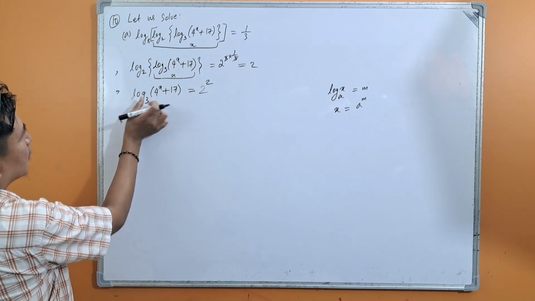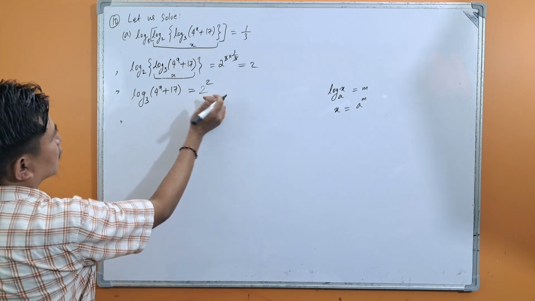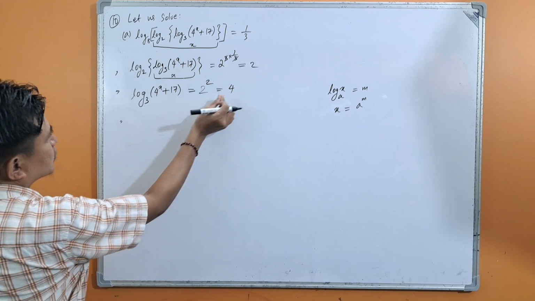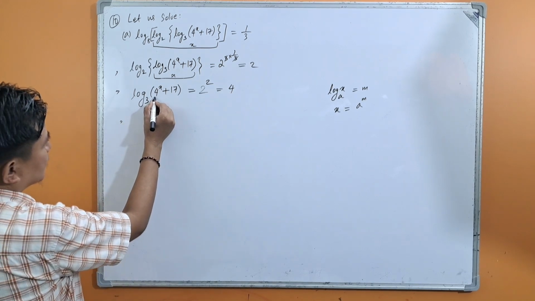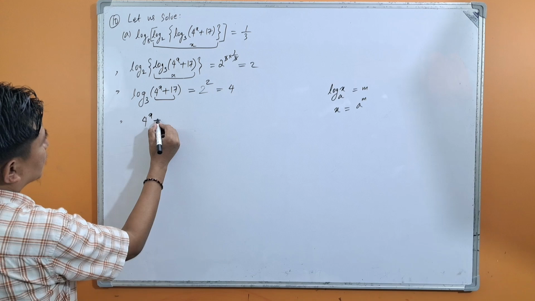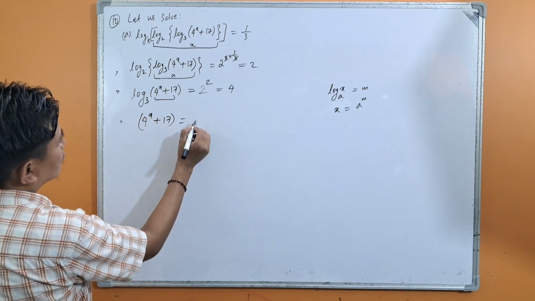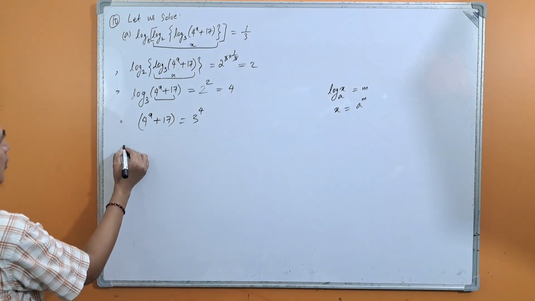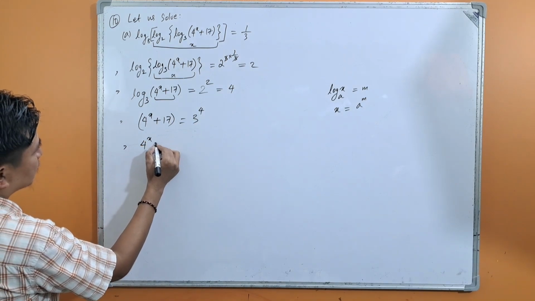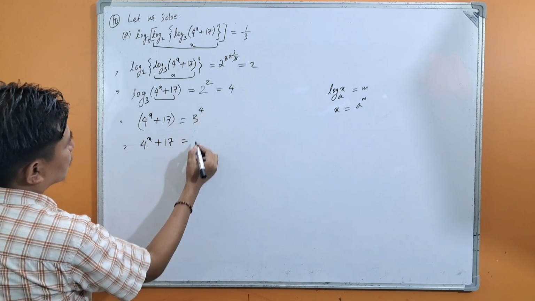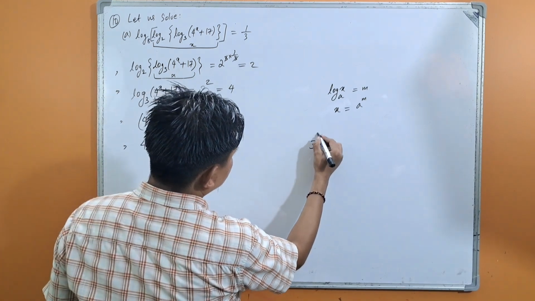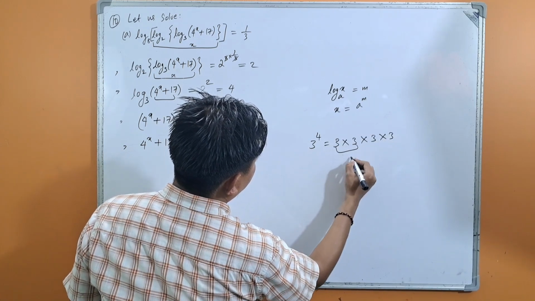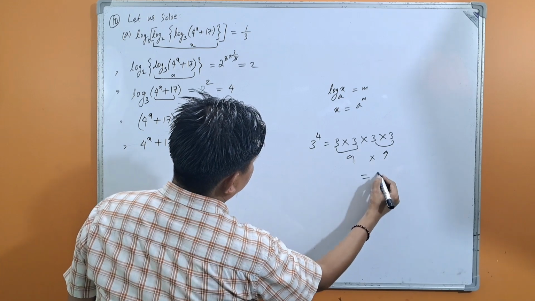Now we have log x to the base 3 equal to 4. This is actually 4, since 2 squared is 4. This means this x we write here, 4 to the power x plus 17. X equals this base 3 we write here, and this comes as power. Now we have 4 to the power x plus 17 equal to 3 to the power 4, which means 81. 3 to the power 4 is 3 into 3 into 3 into 3. 3 3s are 9, 3 3s are 9, 9 9s are 81.